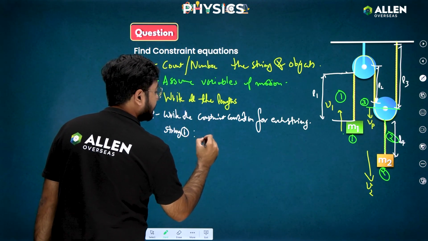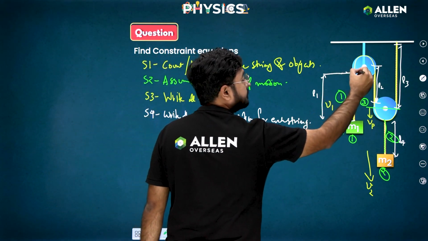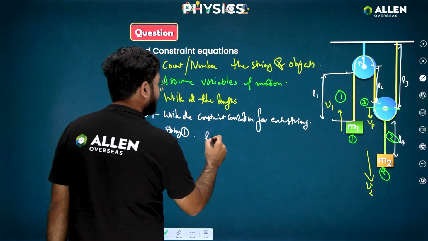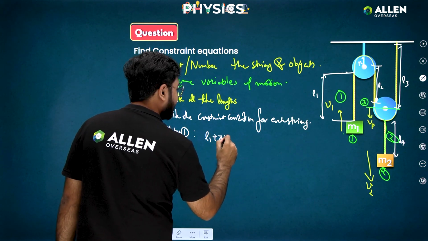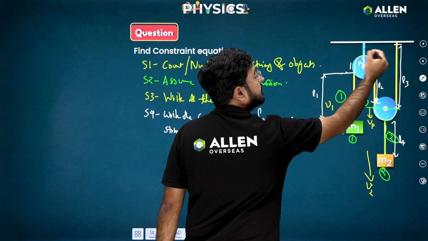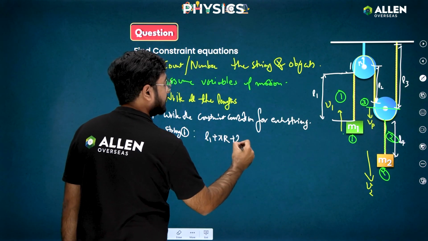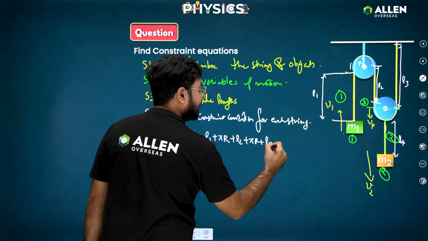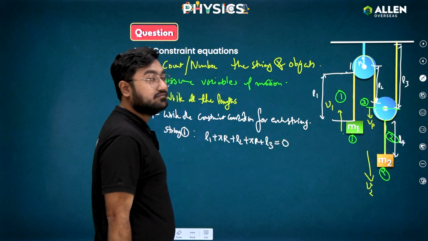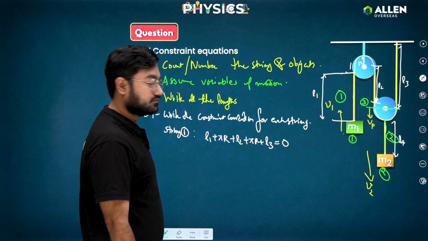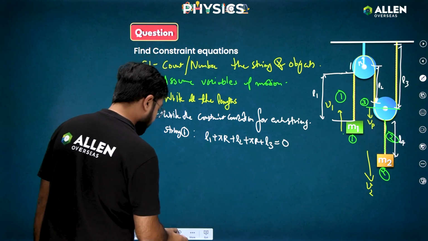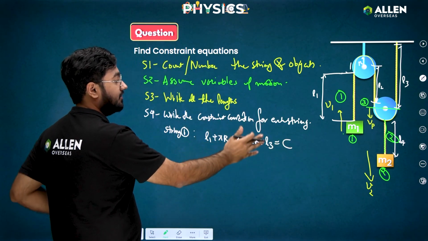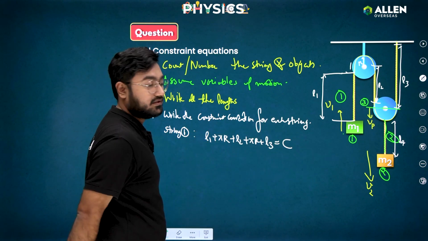So length of the string, first L1. Suppose the radius of the pulley is R, right? Suppose, could be anything. Plus pi r, this length pi r, plus L2 plus pi r plus L3 is equal to constant. Not 0, constant. Right? The length of the string is constant. This is the complete length of the string and that thing is constant.